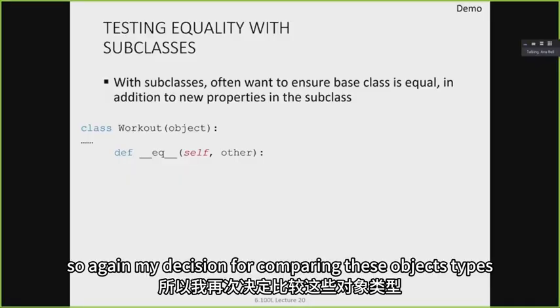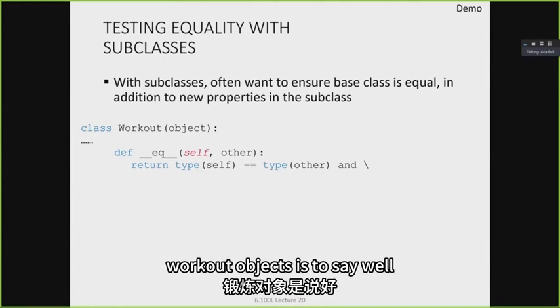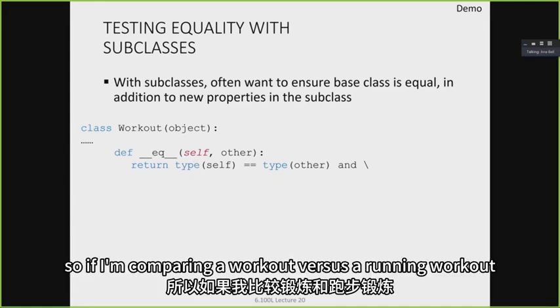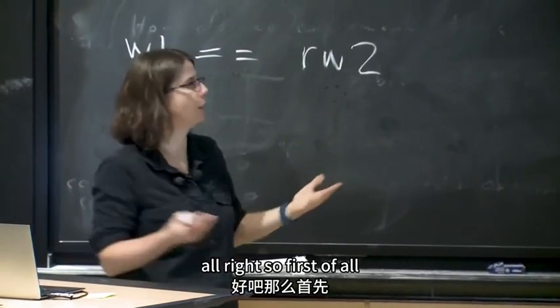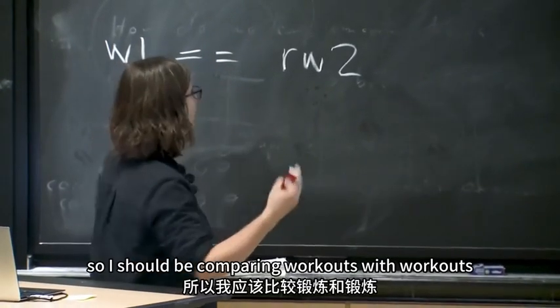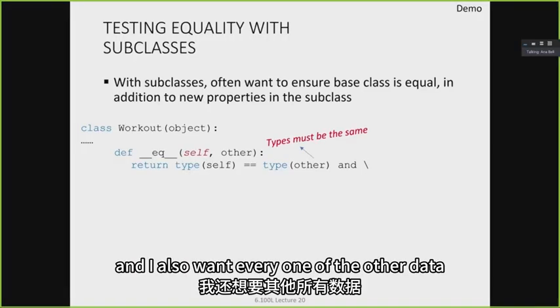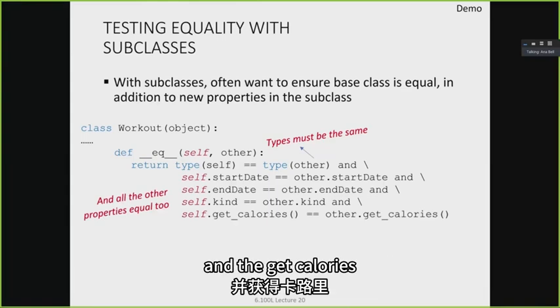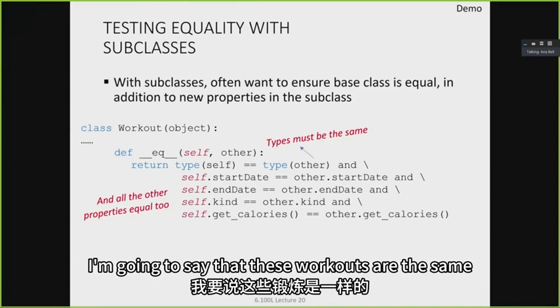So again, my decision for comparing these two objects, workout objects, is to say, well, first, let's compare the types. So if I'm comparing a workout versus a running workout, right off the bat, they're not going to be equal. Right? So first of all, the type of this object should be the same. So I should be comparing workouts with workouts, running workouts with running workouts, or swims with swims. And I also want every one of the other data attributes to be the same, right? So the start time, end times, the kind, and the get calories. So as long as all of these things are the same, I'm going to say that these workouts are the same, are equivalent.